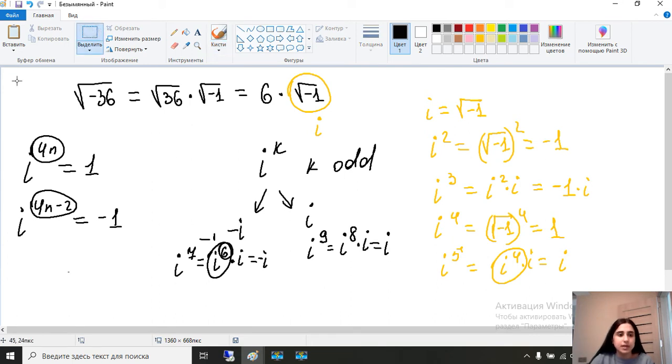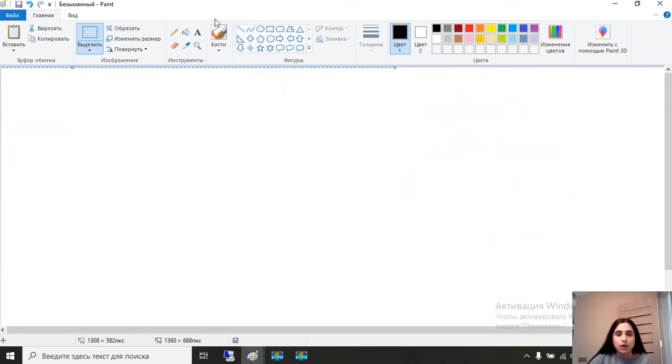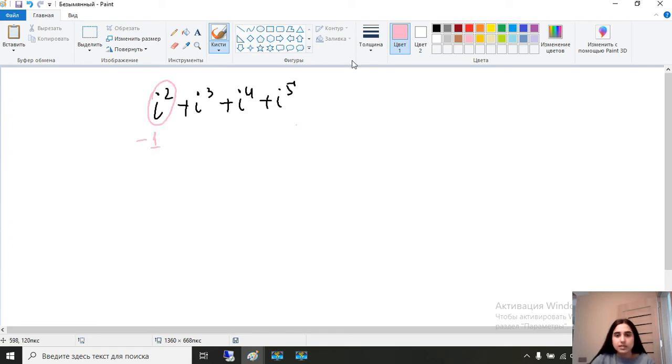Now let's solve an example related to this topic. For example, I have i squared plus i cubed plus i to the power of 4 and then plus i to the power of 5. First of all, I know that i squared is every time negative 1. Let's find the value of i cubed. This will be i squared times i, so negative i. And then I know that i to the power of 4, because the power is divisible by 4, will give me just 1.